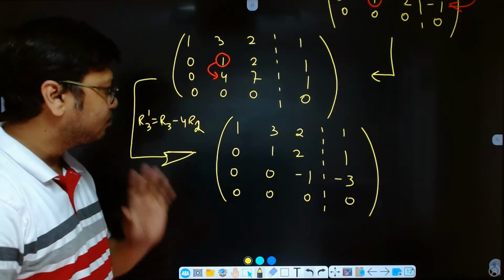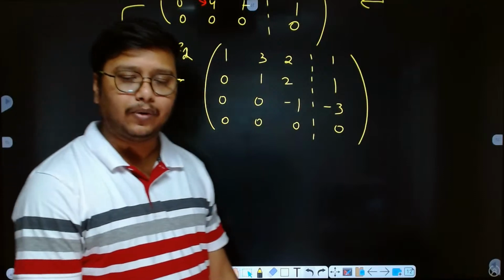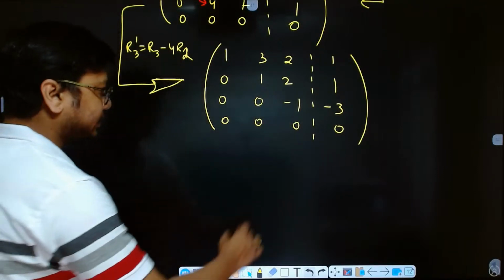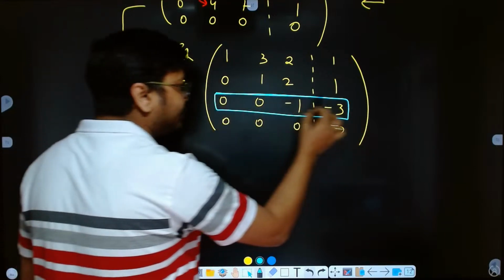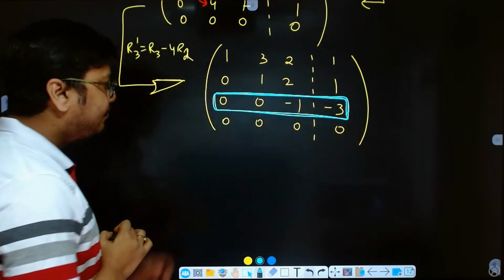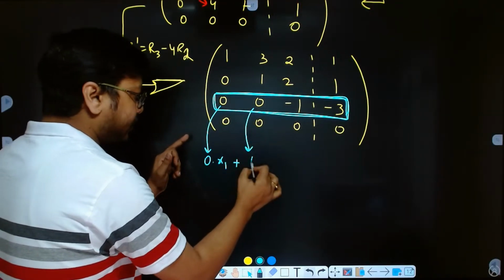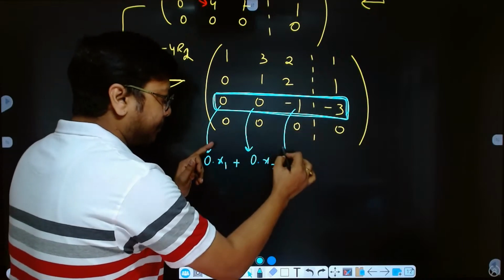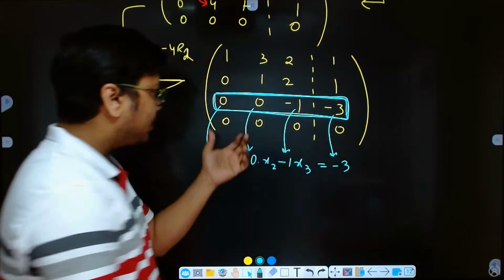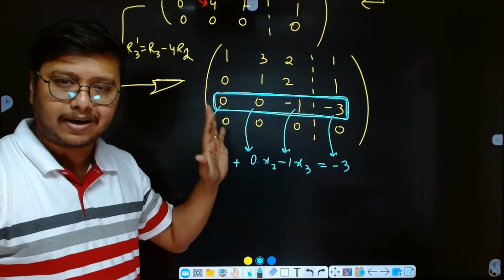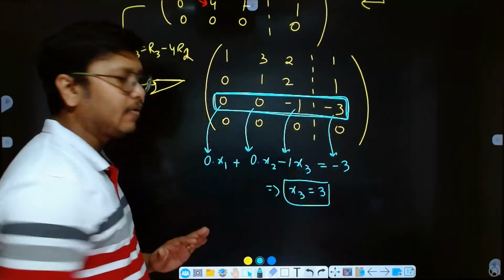Okay, I have reached a very good place. Now if I convert this back to the system of equations, the equation corresponding to this row would be 0 times x1 plus 0 times x2 minus 1 times x3 equals minus 3. So I have converted this row back into equation format. That means x3 equals 3, and we have got our direct answer.